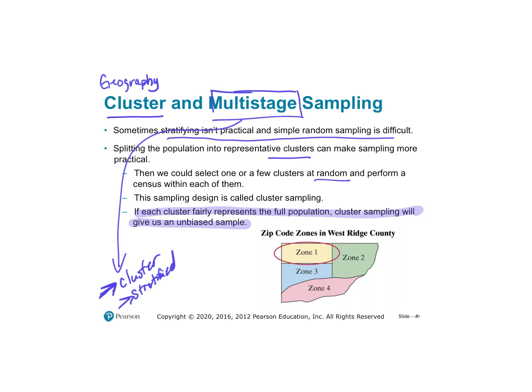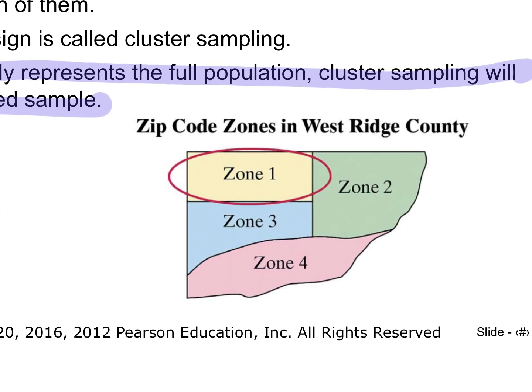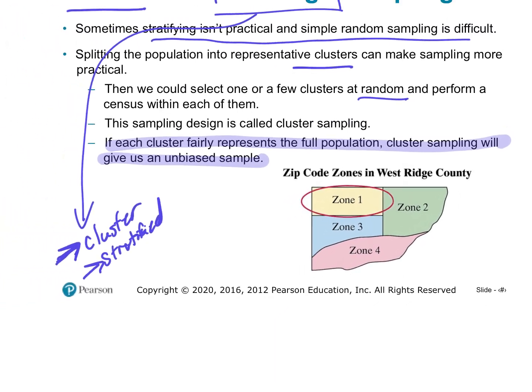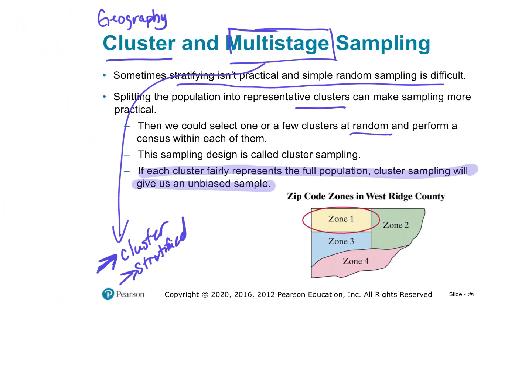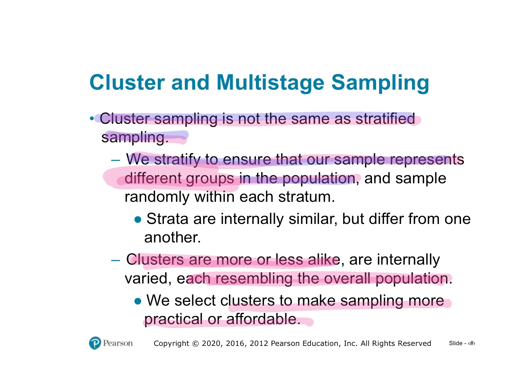And then let's talk cluster and multi-stage again. On this one, it's literally showing you on a map, visually, okay, here's zone 1, zone 2, zone 3, zone 4. So cluster sampling would mean you randomly choose 1, 2, 3, or 4, right? Multi-stage would mean you would choose one of those and then you randomly choose people within that particular zone in this particular case, the way it's wording it.